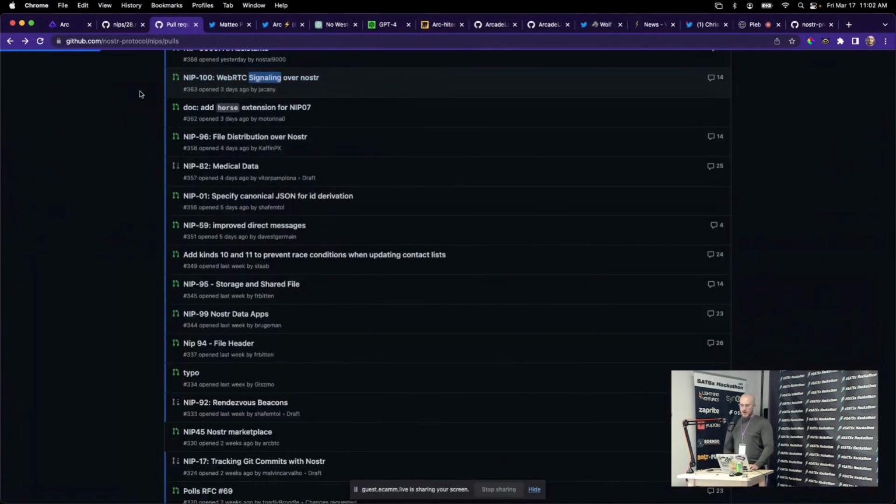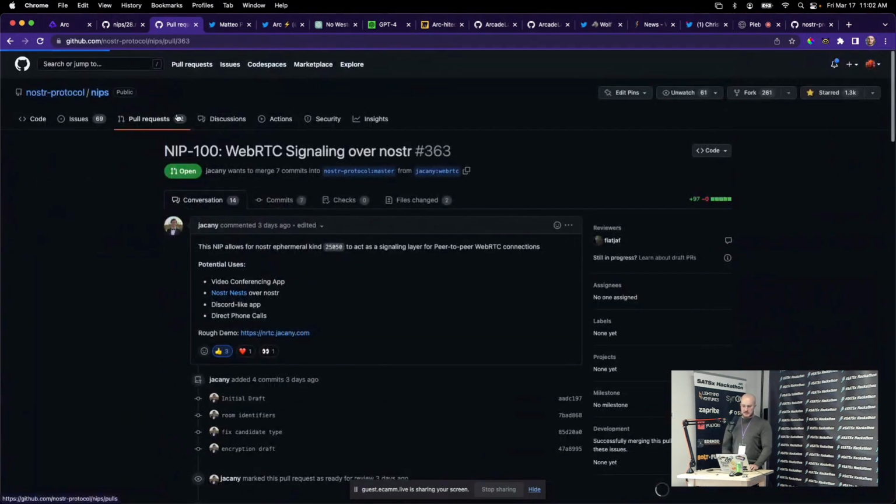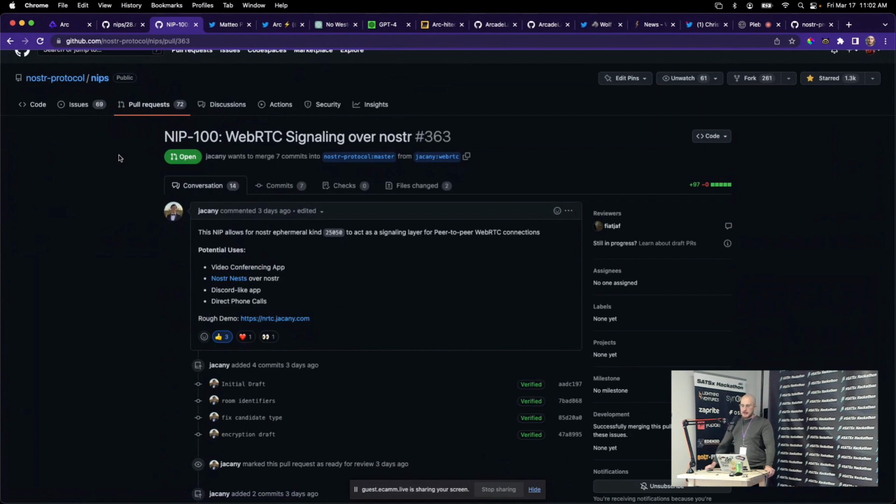This one is called NIP-100, so WebRTC signaling over Nostr. I think it was SudoZac who did this proof of concept showing how you could use the Impervious node, which at that time was kind of a wrapper on top of an LND node, to do signaling to set up peer-to-peer voice and audio calls.